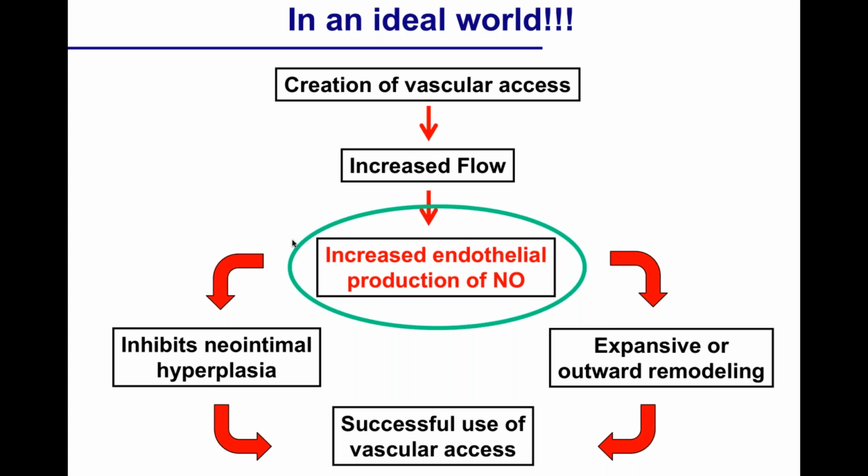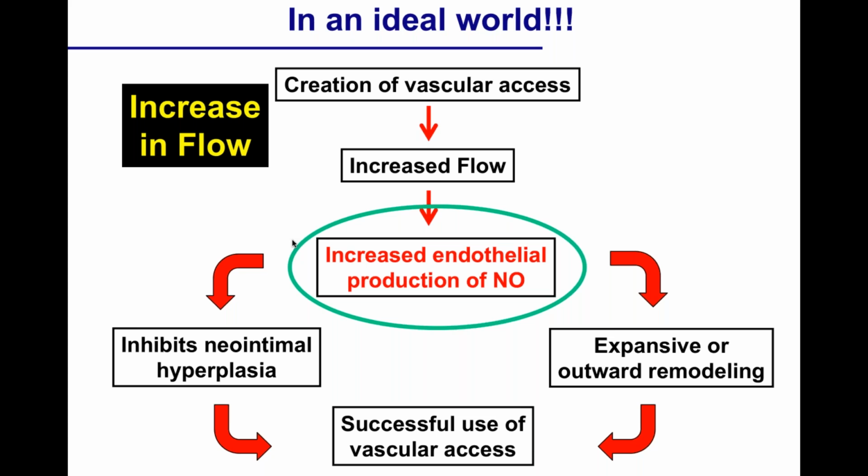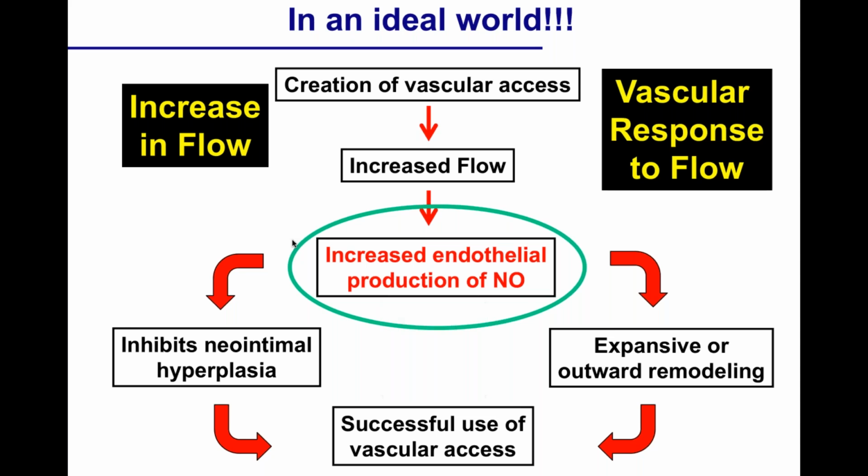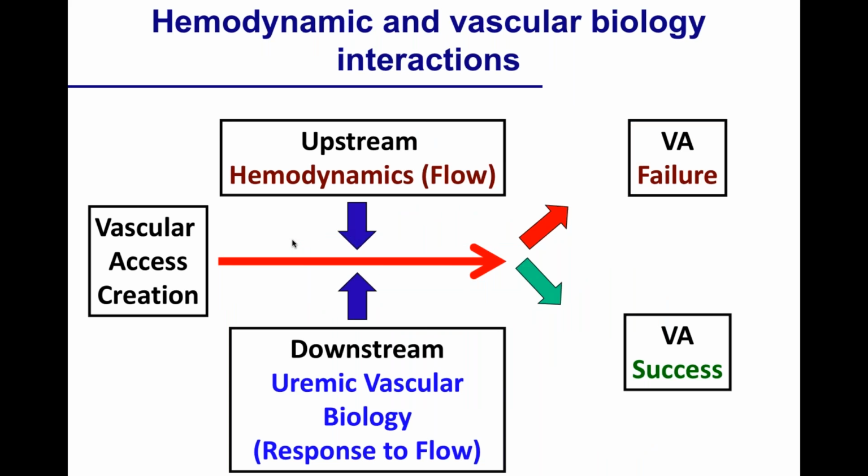Now, the other way to speak about or describe this construct is that following creation of a vascular access, there is an initial increase in flow, which is followed by a vascular response to this increased flow. Yet another way of describing this paradigm is that following creation of a vascular access, be it a fistula or a graft, there is in fact an interaction between upstream hemodynamics, which is flow, and downstream uremic vascular biology, which is the response to flow.